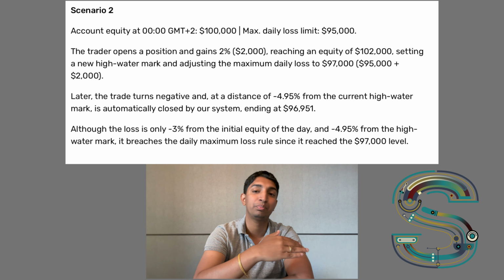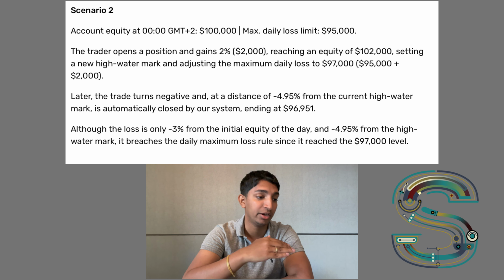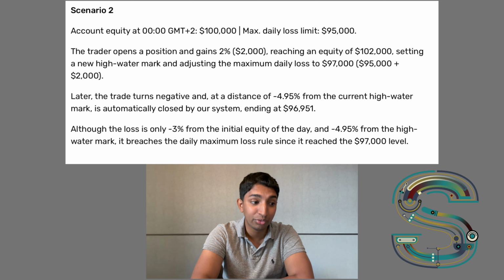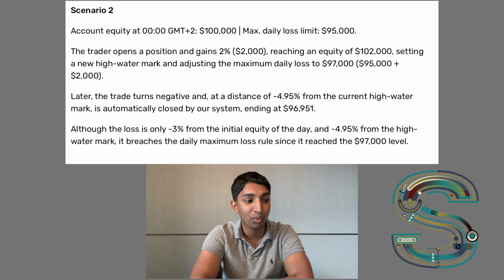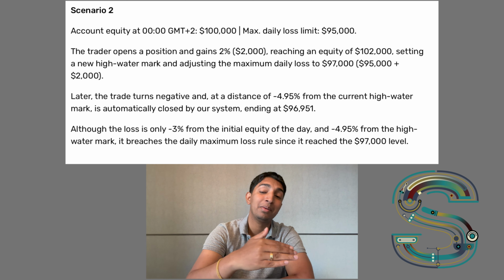So in this case, the trader brought his account down to $96,951. So although the loss is only minus 3% from the initial equity of the day and 4.9% from the high watermark, it unfortunately breaches the daily loss rule because it went below $97,000. Now I hope this clarifies what the trailing drawdown is.